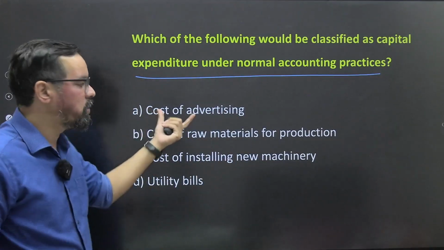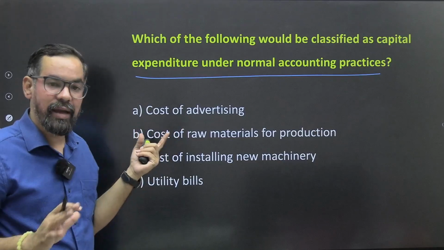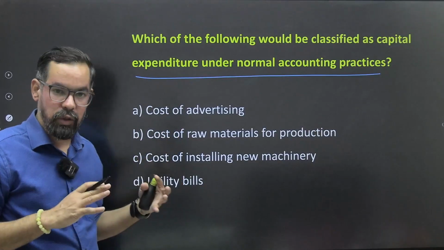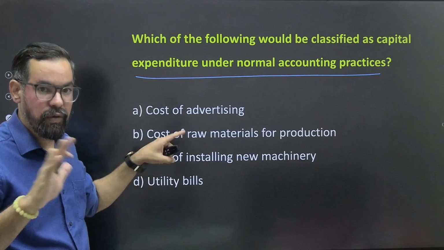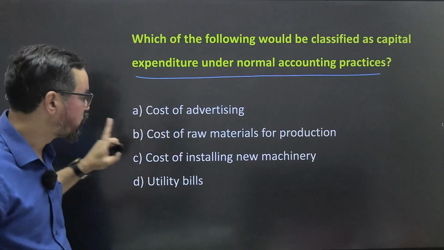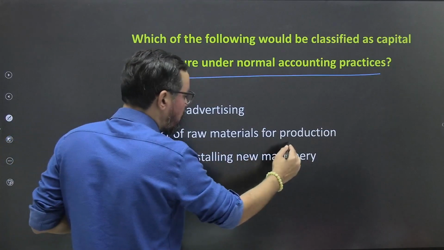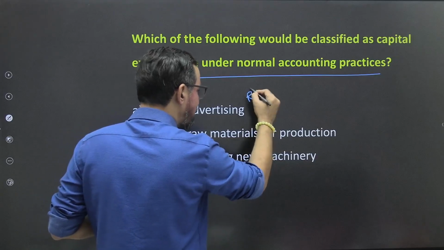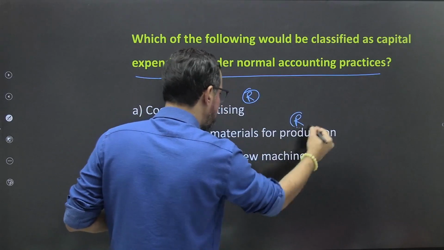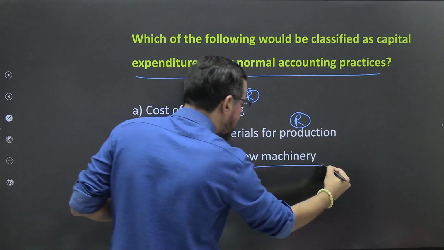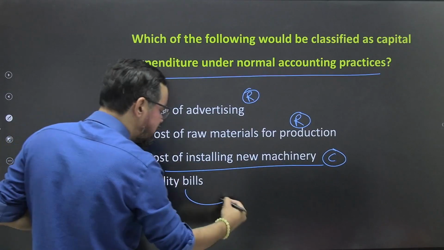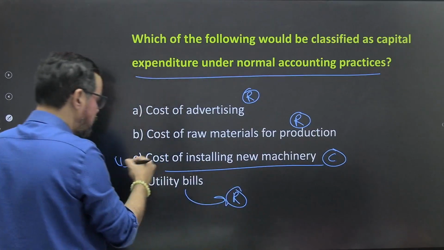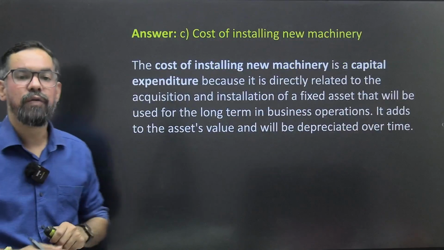The cost of advertisement is generally categorized as revenue expenditure. It is categorized as deferred revenue expenditure. Okay, we will practice one question based on this. Cost of raw material for production: major category, revenue. It is also revenue. Cost of installing a new machinery is capital expenditure. Utility bills are again revenue expenditure. So C will be the right answer for this particular one.